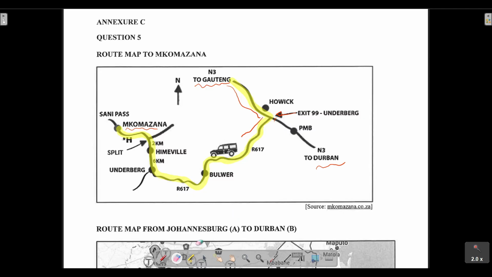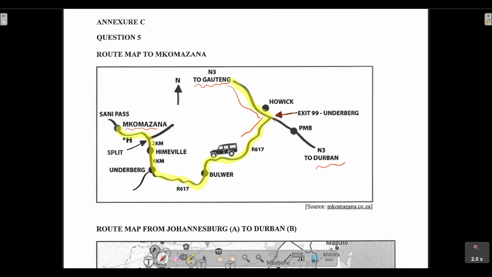Okay, so this is what's happening. A route map shows the main roads in a particular area. We see that this route map is showing us the main roads that Lanri and Nell are going to be on as they travel to Nkomazana.